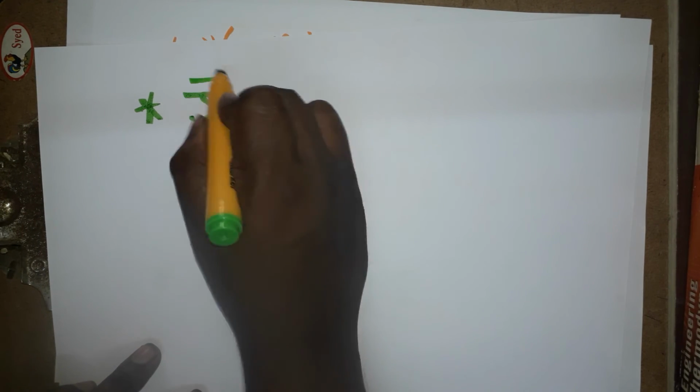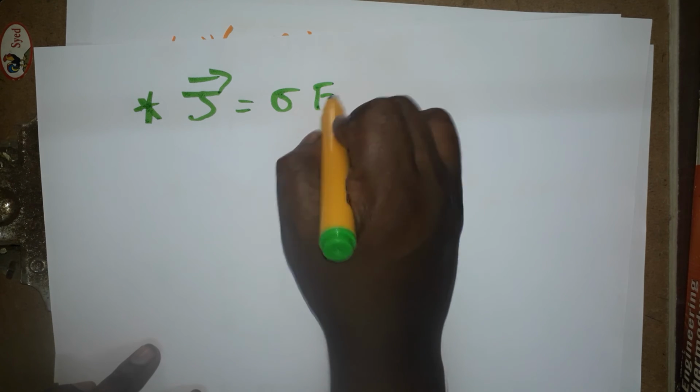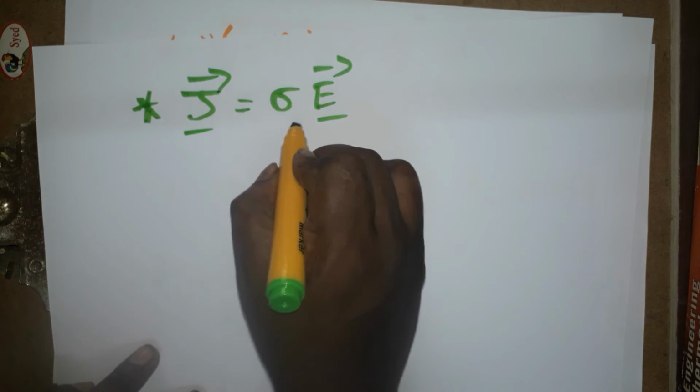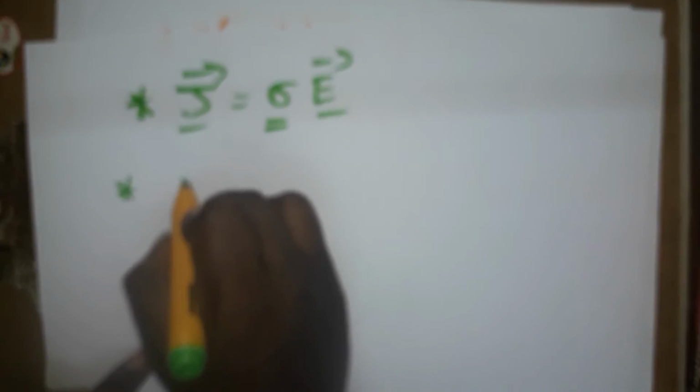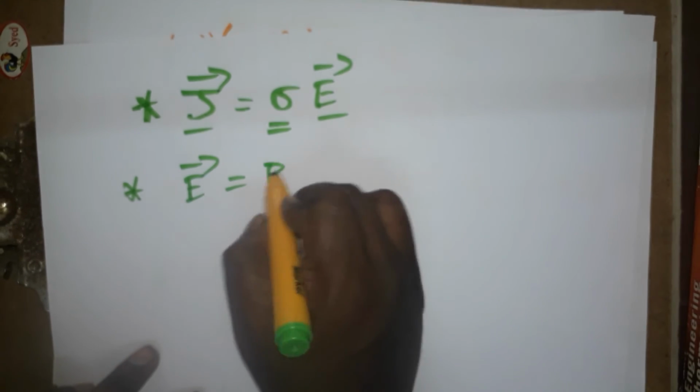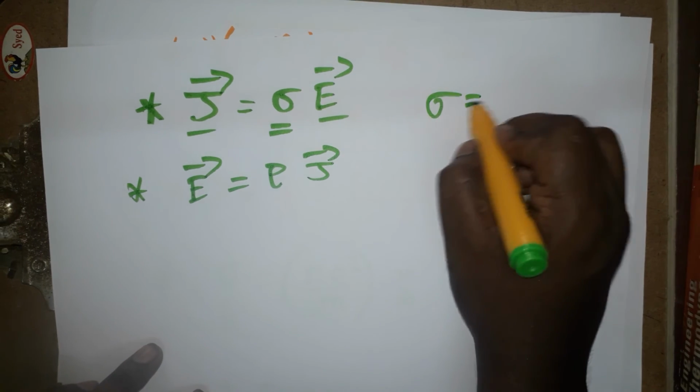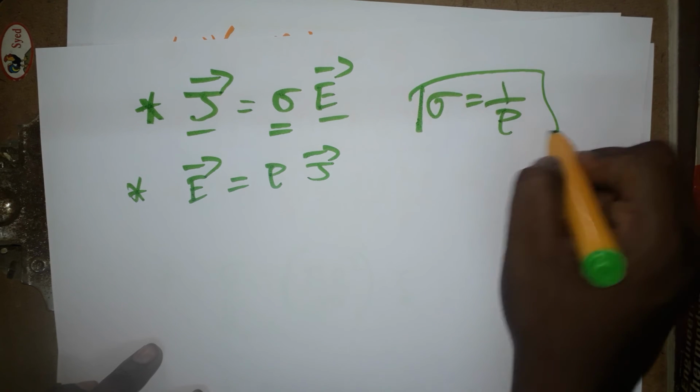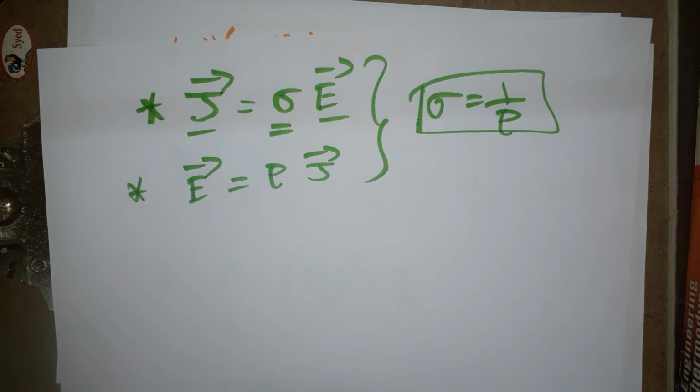Now we are going to learn the microscopic form of Ohm's law, or vector form of Ohm's law. J vector is equal to sigma times E vector: electric field, current density and conductivity. Similarly, E vector is equal to rho times J vector. So sigma is 1 divided by rho. It is the microscopic form of Ohm's law. That also we need to know, it is a very important formula.